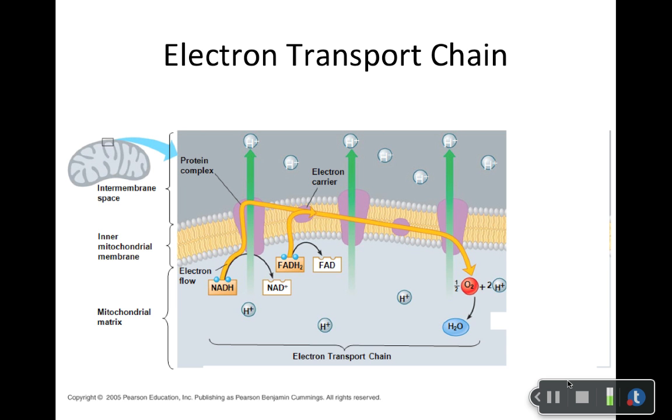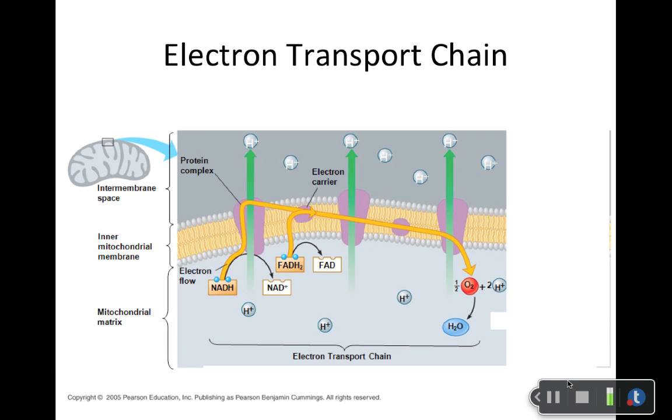In class we talked about how the proton gradient is the driving force for the synthesis of ATP. In this video I want to talk about how that proton gradient is created.